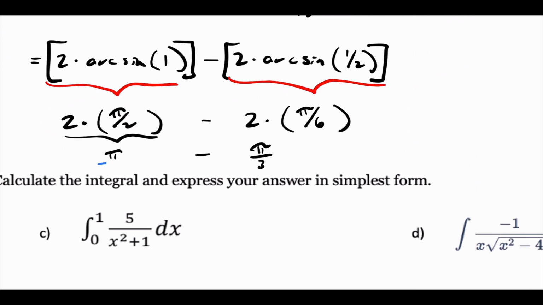We need a common denominator. So common denominator is going to be 3. And we get 2 pi over 3. 3 pi's minus 1 pi, because this is 1 pi, is 2 pi's over 3. You know? Okay.